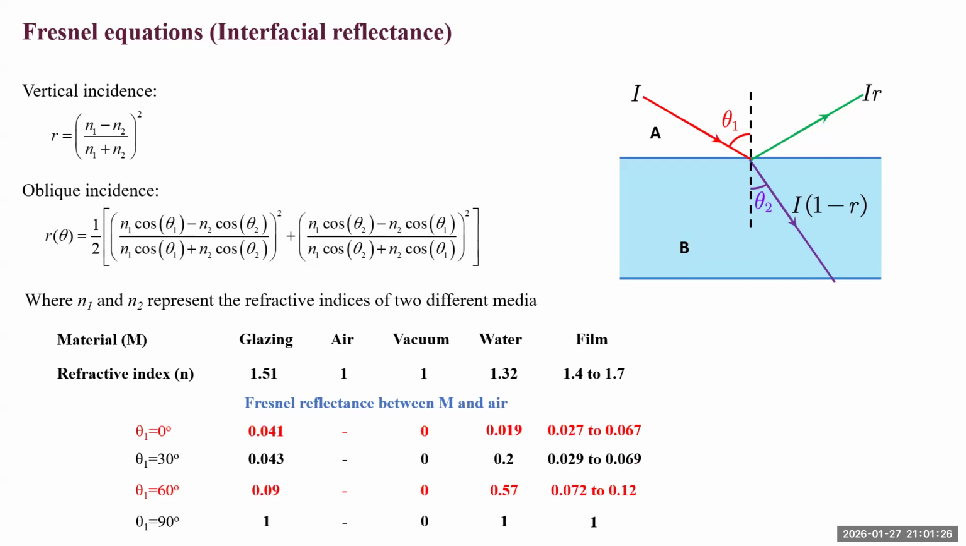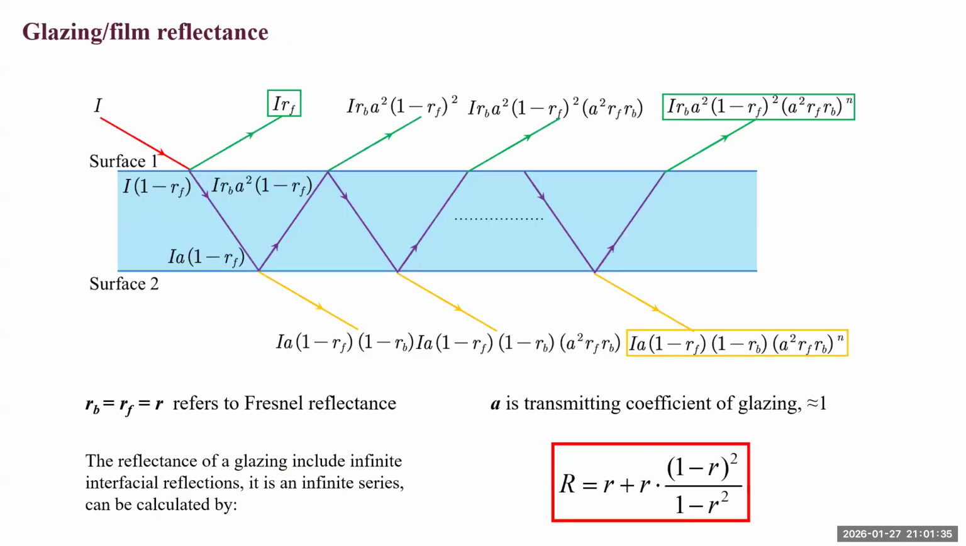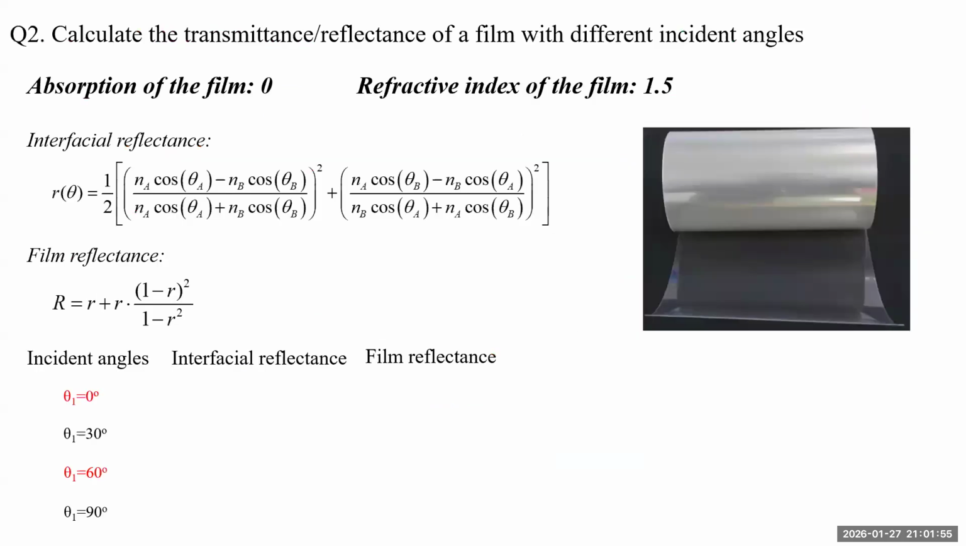We can see that with the increase of the incident angle, the reflectance increases as well. And actually, for an actual film, the reflectance of glazing includes infinite interfacial reflections. It is an infinite series and can be calculated by this formula. Based on this, there is another calculation question, and you can take a photo to review it.